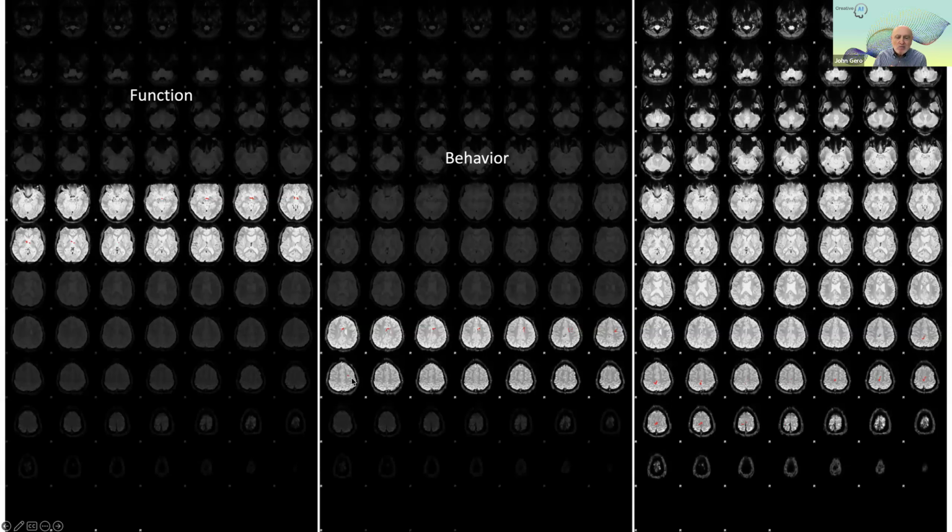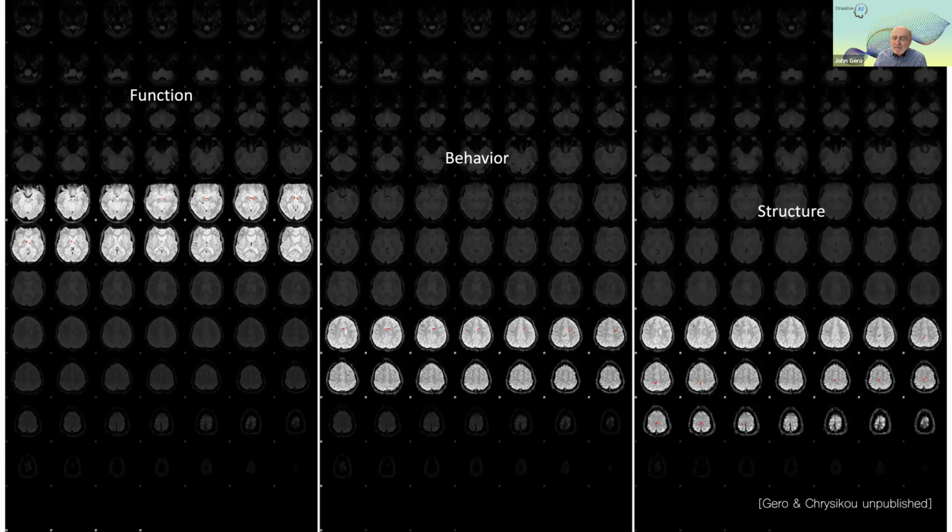Right? So behavior is in a different part of the brain. And then structure is even in another part of the brain, much further down in the brain. So it turns out that these cognitive constructs, which people make up, have a neurophysiological foundation, which is found afterwards.